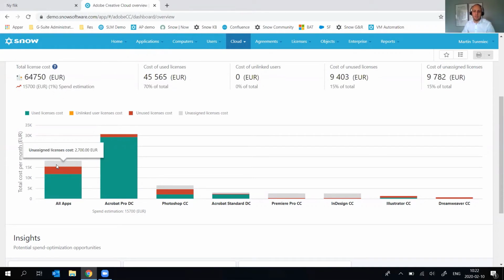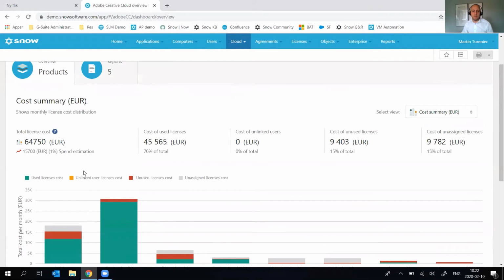Okay. And this is a continuous process. You need to work with this on a weekly or monthly basis, depending on how big the estate is, to ensure that you are cost efficient and that you optimize these licenses in the correct way. There are a few reports in the system that will help you with this.